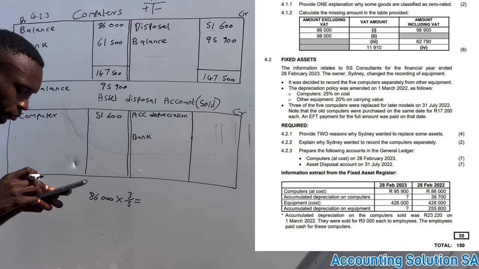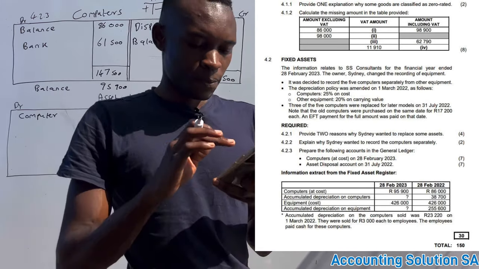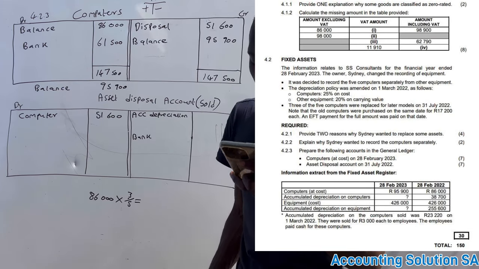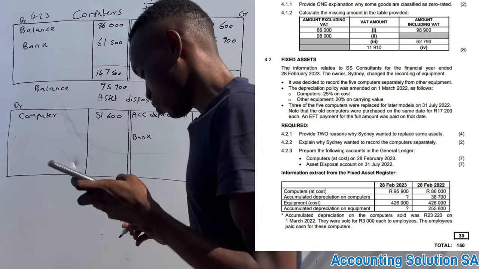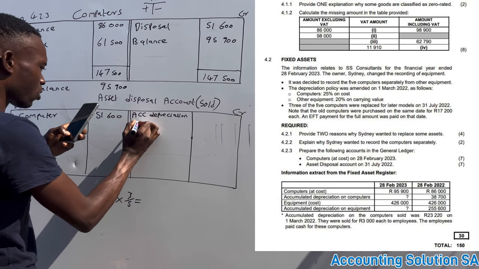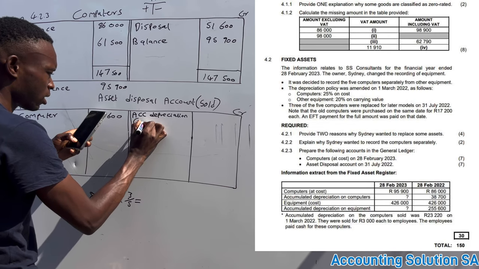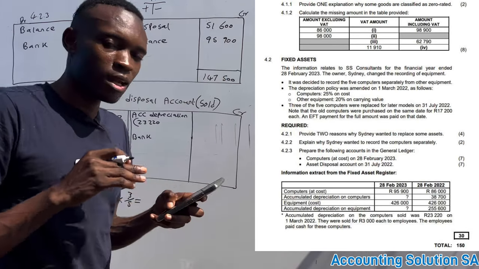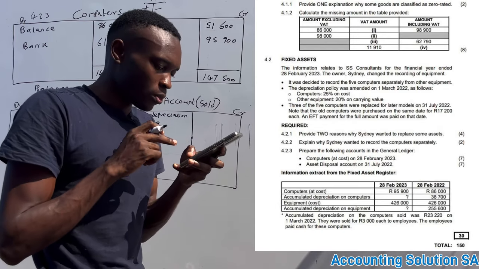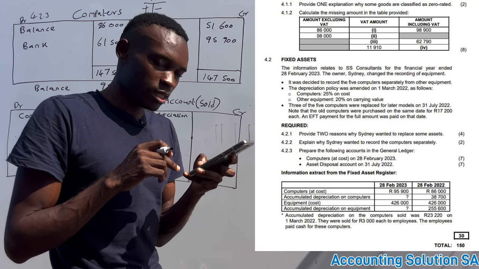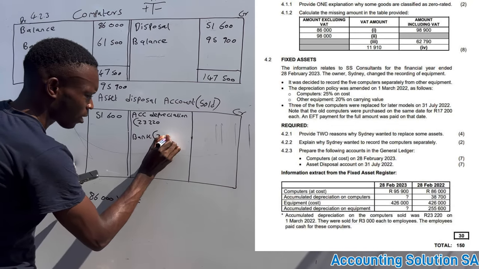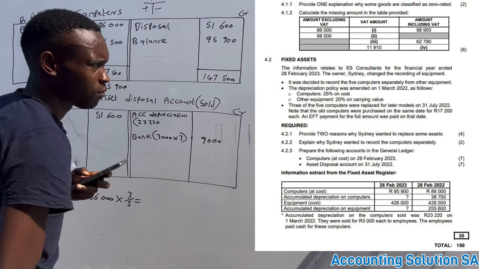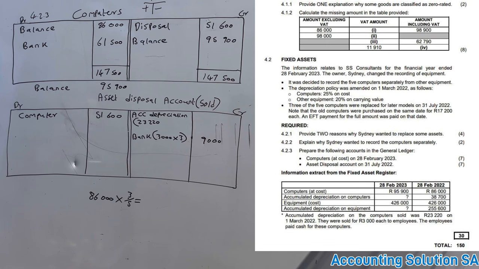Okay, now let's check. We sold them for how much? Okay, let's go and read the information. Accumulated depreciation on the computer sold was 23,000 on 1 March 2023. So remember, this computer was sold on 31 July, which means that this depreciation we still have to calculate, 23,220. This amount is for 1 March, it's the opening balance at the beginning, and it was sold during the year on 31 July 2022. And they said they were sold for 3,000 each. 3,000. How many were sold? 3. Multiply by 3. It's going to give you 9,000. Very simple.